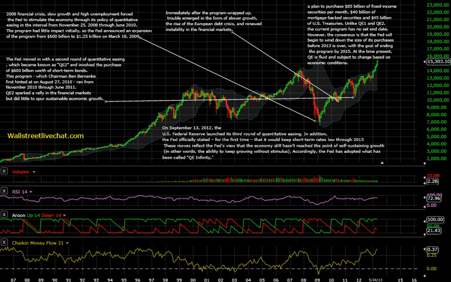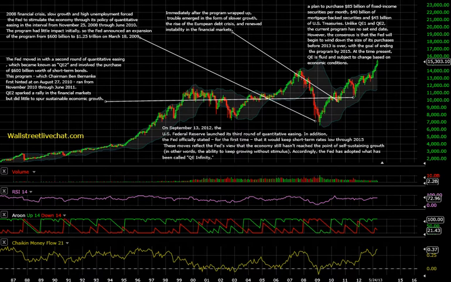Immediately after the program wrapped up, trouble emerged from a growing crisis in Europe. So we had more instability in the financial markets. So the Fed moved with a second round, known as QE2, and it involved the purchase of $600 billion worth of short-term bonds. This program, which Ben Bernanke first hinted at on August 27, 2010, ran from November 2010 through June 2011. QE sparked the rally in the markets and did little to spur substantial economic growth.